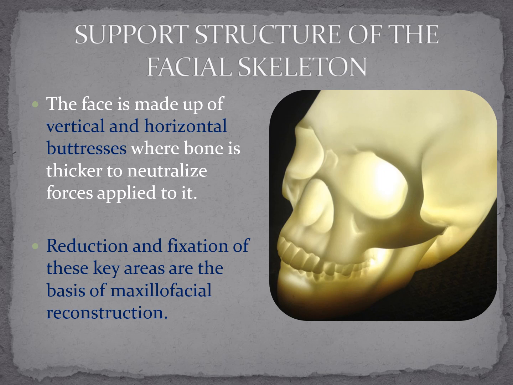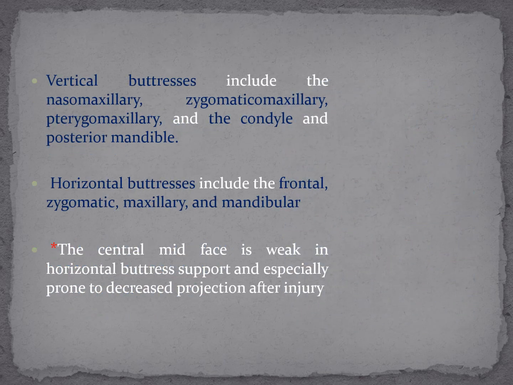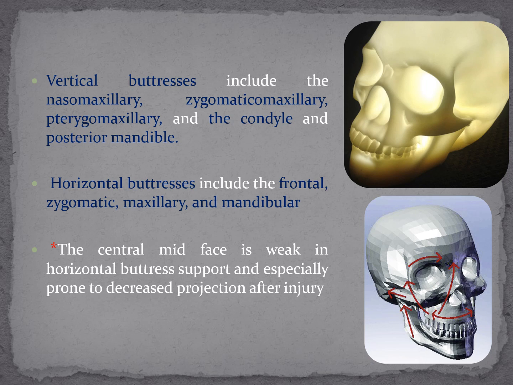Now correlate that to the facial skeleton. Similar to these pillars and beams, we have these structures which are called buttresses. So we have vertical buttresses and horizontal buttresses, and reduction and fixation of these buttresses always make the key areas for the maxillofacial reconstruction. So as you can see here, there are numerous buttresses which will be outlined again. So here we see that vertical buttresses include the nasomaxillary, the zygomaticomaxillary, the pterygomaxillary, and the condyle and the posterior mandible. Horizontal buttresses include the frontal, the zygomatic, the maxillary, and the mandibular buttresses. And the central midface, we have to always remember, is an area of weakness in which the horizontal buttress support is especially prone to decreased projection after injury. We'll get to this in detail as the lecture proceeds.